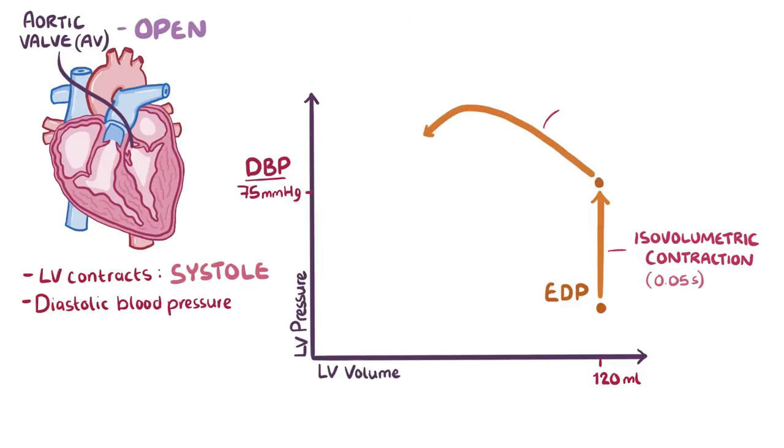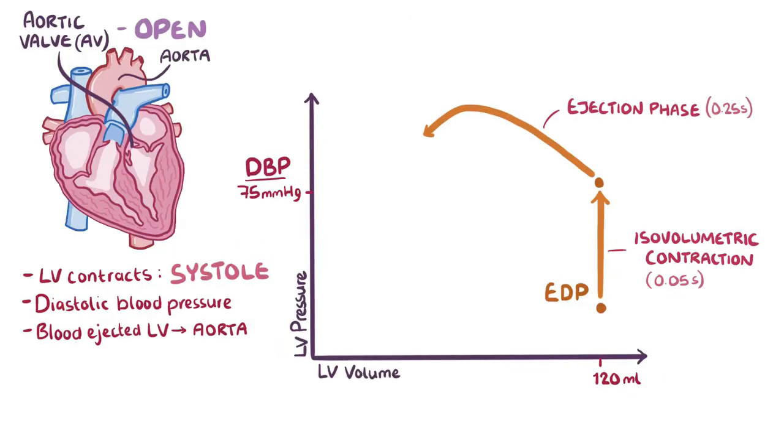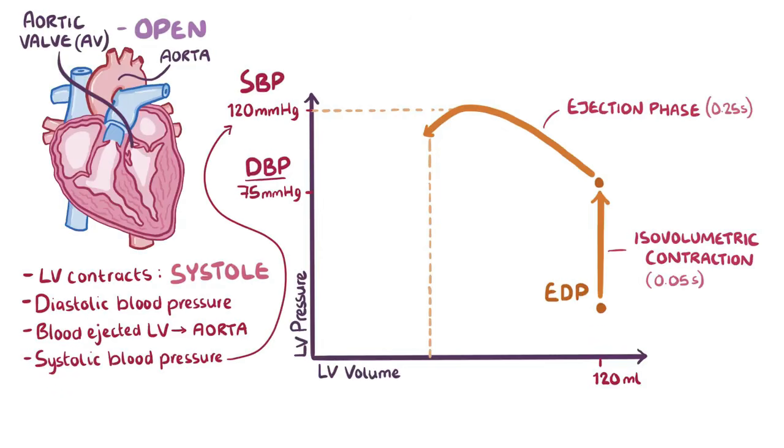Okay, now, once the ejection phase starts, it lasts for about 0.25 seconds. That's when blood is ejected out of the left ventricle and into the aorta, decreasing left ventricular volume. The left ventricle continues to contract, so ventricular pressure keeps rising further. Meanwhile, blood is rushing through the aorta, so its pressure increases as well. In fact, during this phase, left ventricular and aortic pressures are essentially equal. This goes on until they reach a peak of about 120 millimeters of mercury, known as systolic blood pressure, or SBP, before finally starting to come down again.